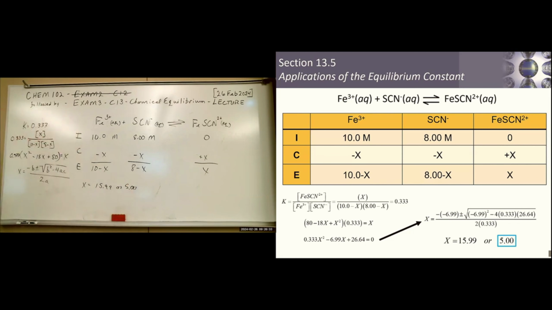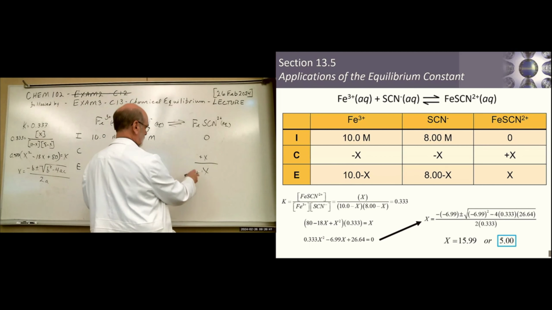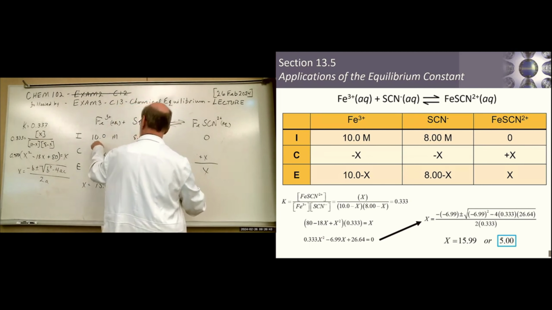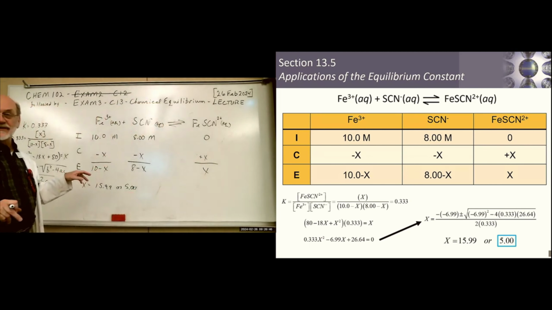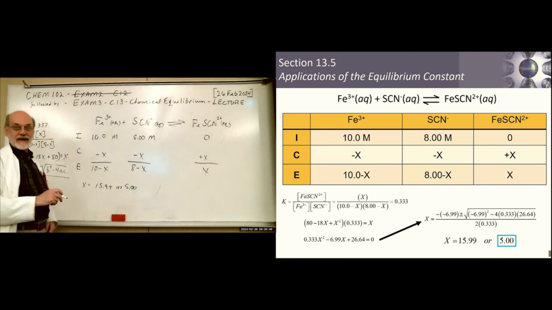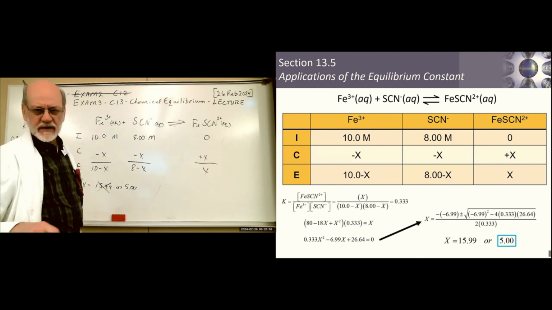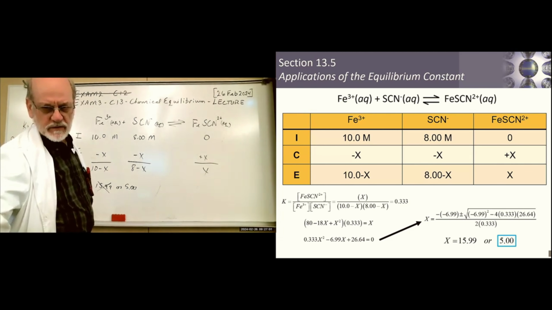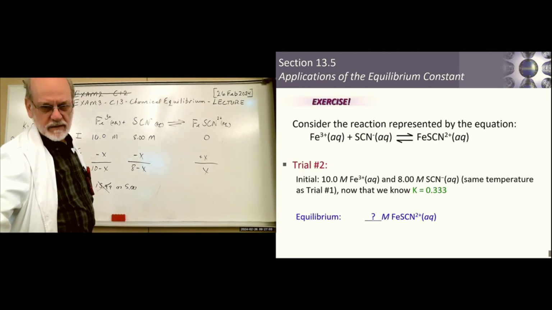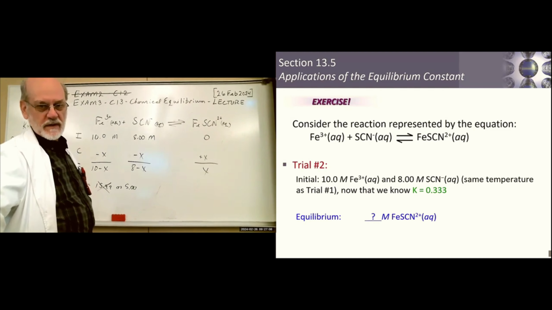Then you have to decide which one makes sense in the real world. Well, if X is 15.99, where did it come from? It can't come from these because that's only 10 and that's only 8. So if it's 1 to 1, 15.99 can't happen. It's impossible. So your only choice is 5. X would be equal to 5. If X is equal to 5, let's see. Yeah, that answers the question. Right? What's the concentration of the complex ion? Yes.